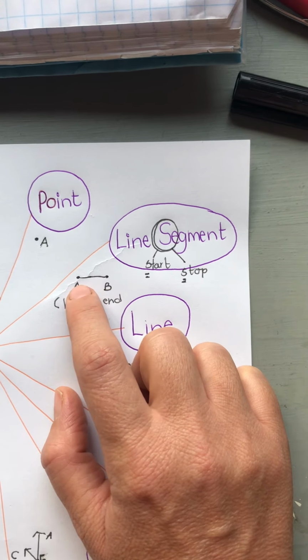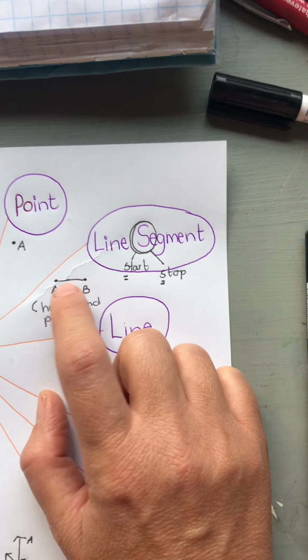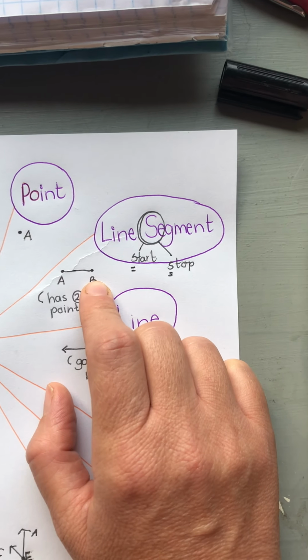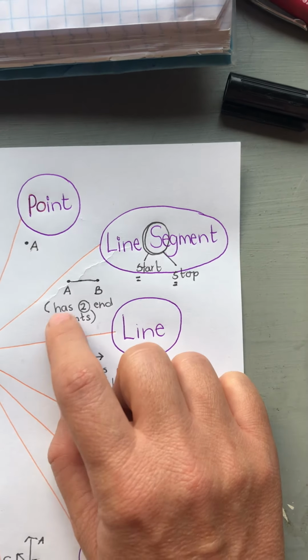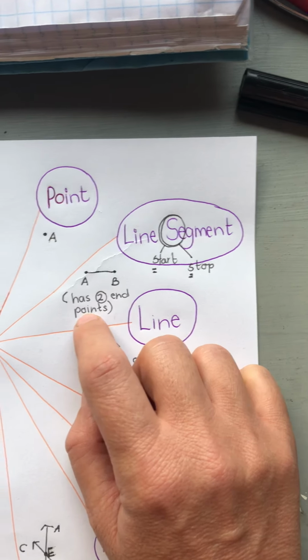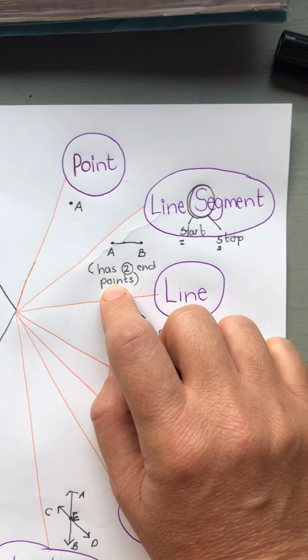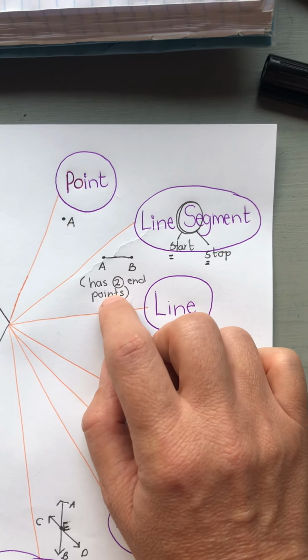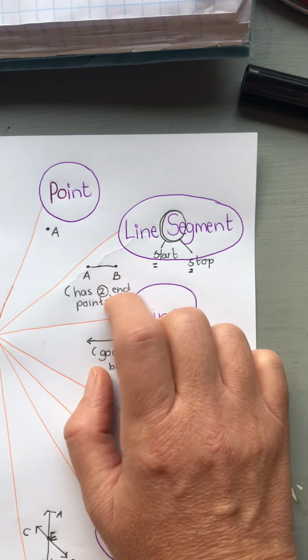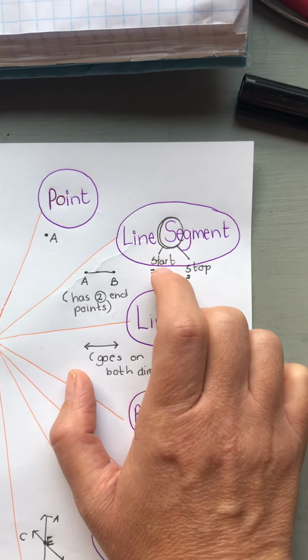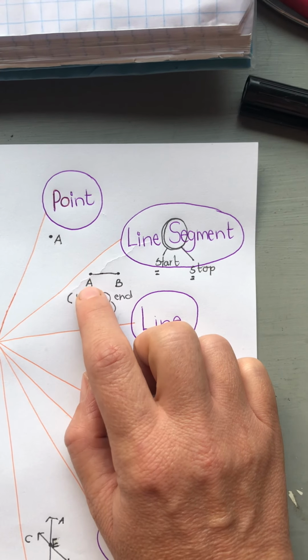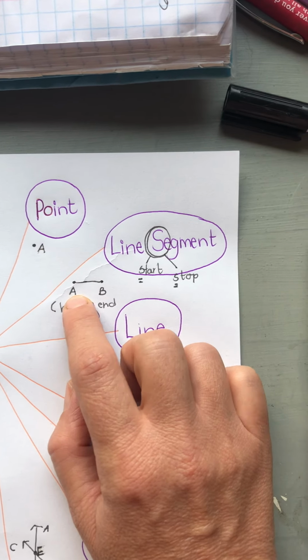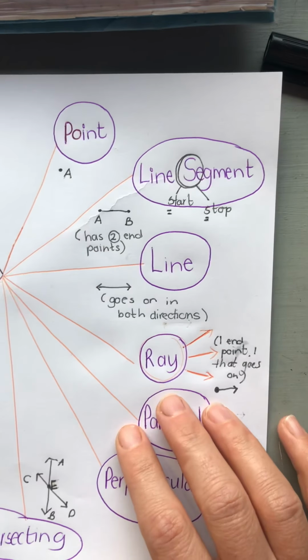Okay, so we've called this little line segment AB. So this line is called AB, and it's got two end points. That's just a little note that I wrote down there for myself, that it has got two end points. So you remember line segment by the S. S stands for start and stop, and there it is. Line AB starts at A and it stops at B.